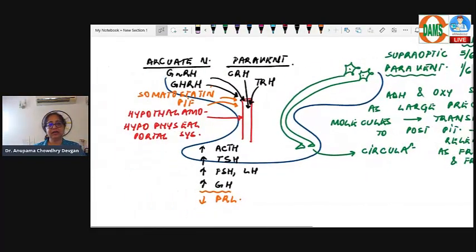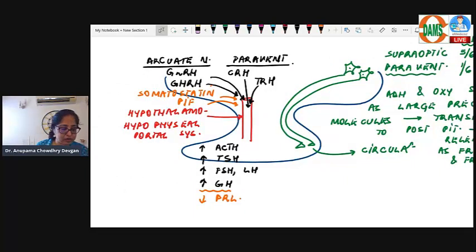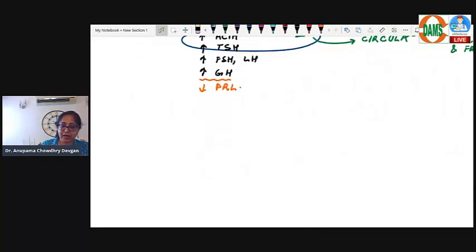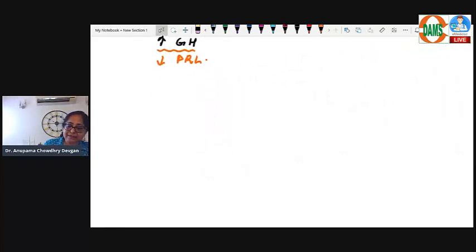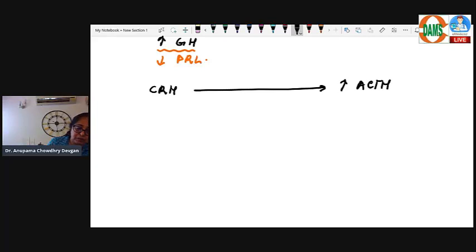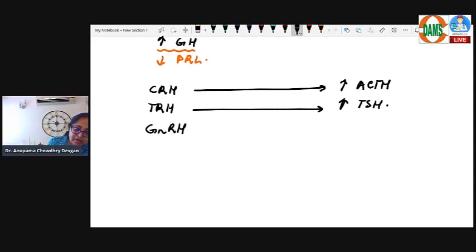This is as far as your endocrine and neuroendocrine secretion of the hypothalamus is concerned. Now please see this. I'm just writing this once again: corticotropin releasing hormone from the hypothalamus will increase the ACTH secretion from the pituitary. TRH from the hypothalamus will increase TSH from the anterior pituitary. GnRH from the hypothalamus will increase FSH and LH from the anterior pituitary.